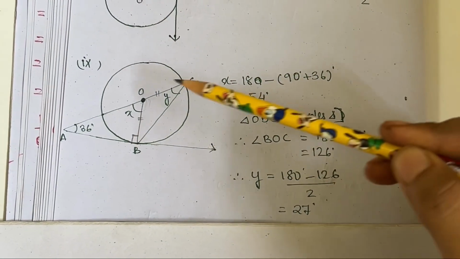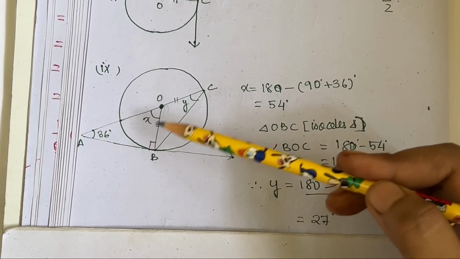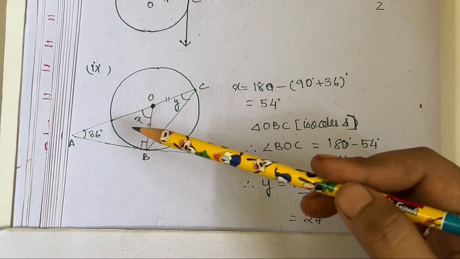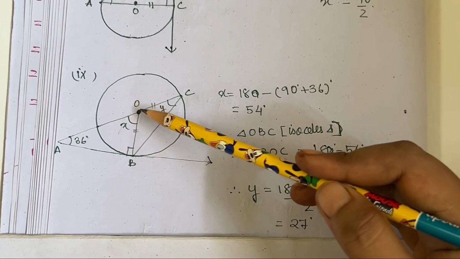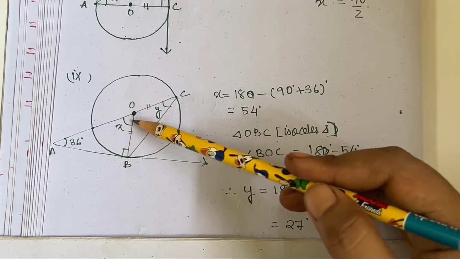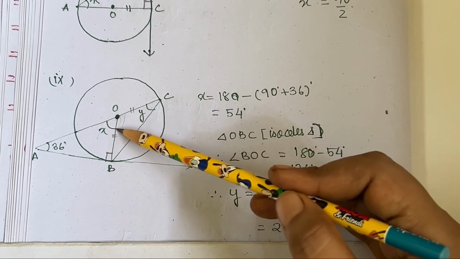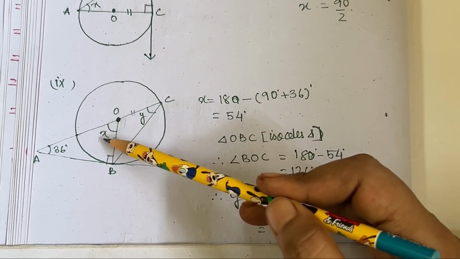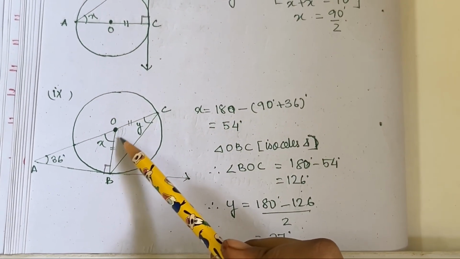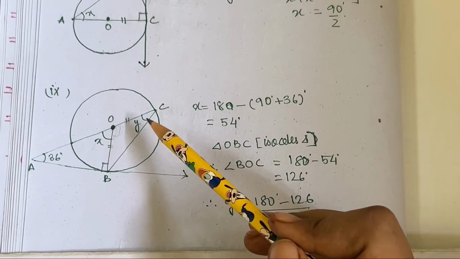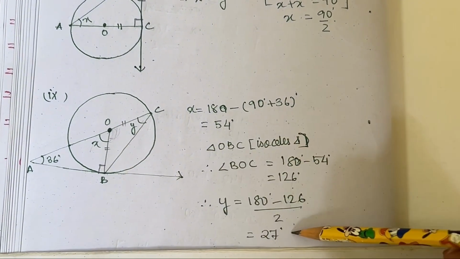The figure for sum number 9. So in triangle OBA, x is equal to 180 degree minus (90 plus 36 degree), so x will come as 54 degree. Now for triangle OBC, OB is equal to OC, so this forms an isosceles triangle. So angle O here will be 180 degree minus 54 because x was 54, and we get 126 as angle O. Angle O will be 126. Now y will be equal to (180 degree minus 126) by 2. So we get 27 degree.